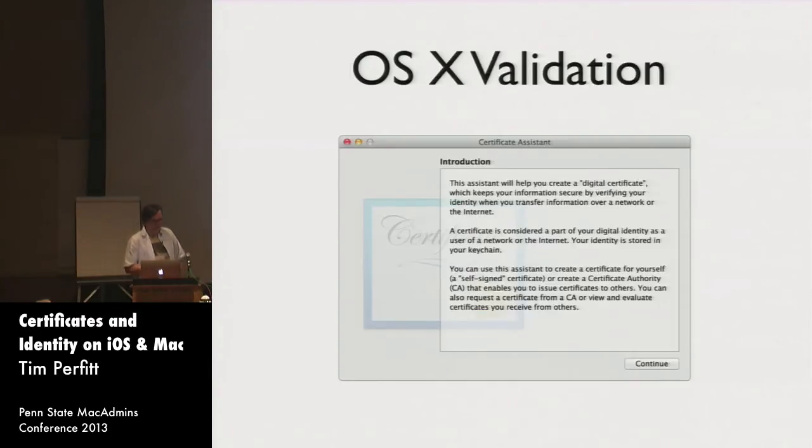So we already talked about Certificate Assistant. I always get it through Keychain Access because it's under the Keychain Access menu, but you can also go into the system library someplace, I forget now, but you can get it through the keychain very easily.